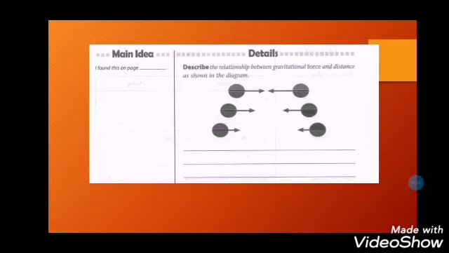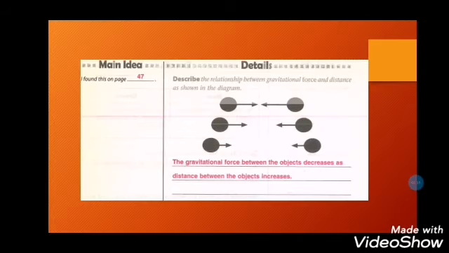Now, describe the relationship between gravitational force and distance as shown in the diagram. The answer is on page 47. As you can see, the gravitational force between the objects decreases as the distance between the objects increases. So if the two objects are close, the gravitational force is big. If they are far, the gravitational force will decrease.